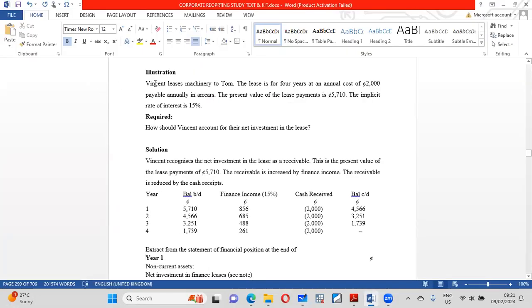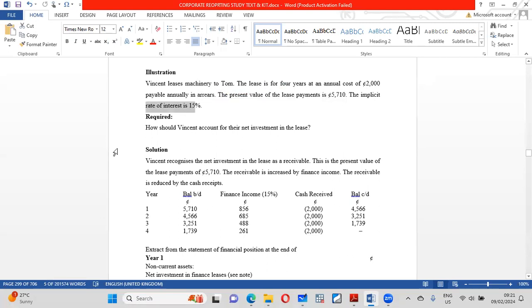All right, so let's look at this illustration. Vincent leases a machine to Tom. The lease is 4 years at an annual cost of 2,000, payable annually in arrears. The present value of the lease payment is 5,710. The implicit rate is this.